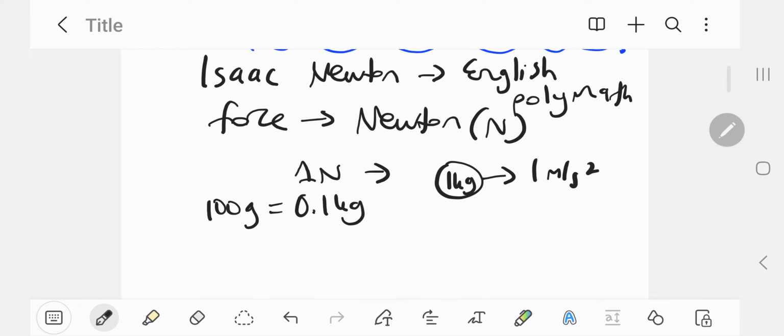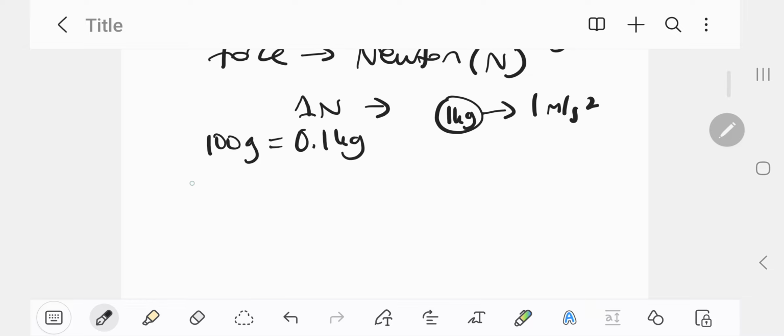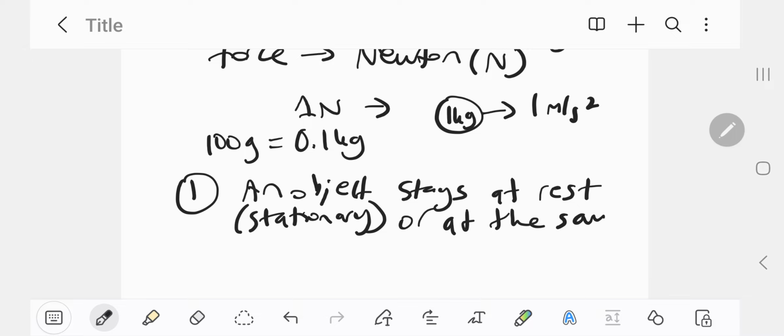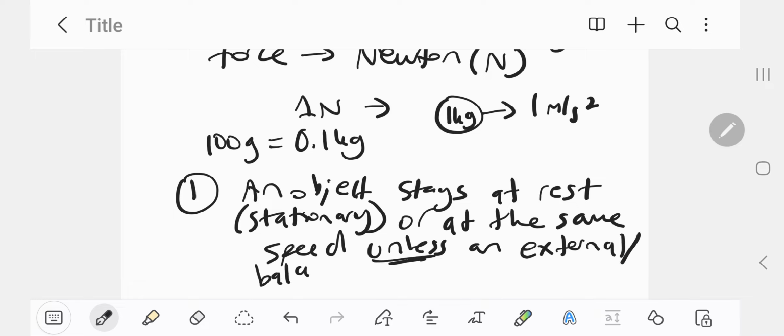Now, Newton came up with 3 laws of motion in the 1600s that describe how objects move in space and how that relates to forces. So there are 3 laws. Newton's first law states that an object stays at rest, stationary, in other words. Stationary means not moving, or at the same speed, unless an external or unbalanced, same thing, force acts on it.